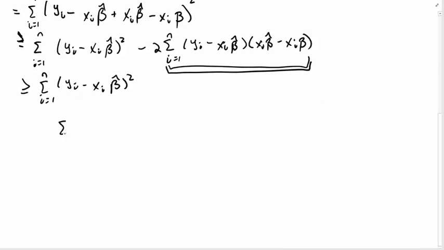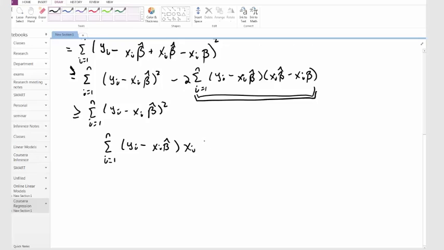So I want to solve the summation i equals 1 to n of yi minus xi beta hat, times xi times beta hat minus beta. I would like to solve that equal to 0.